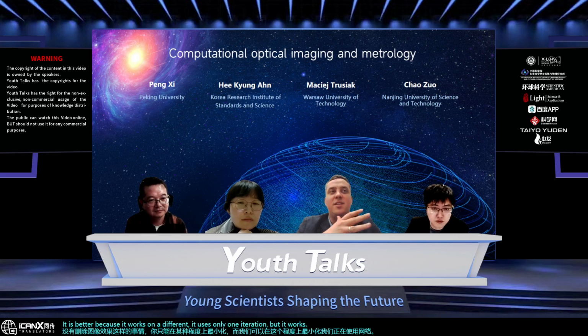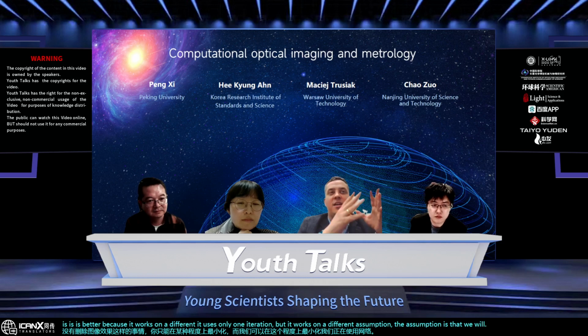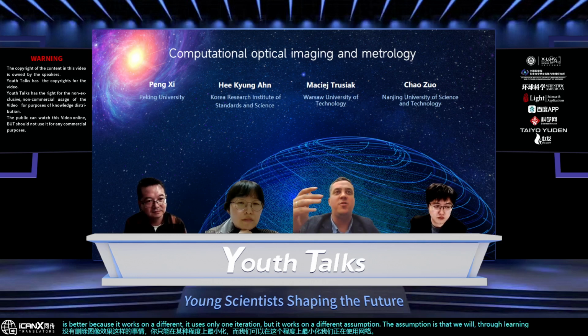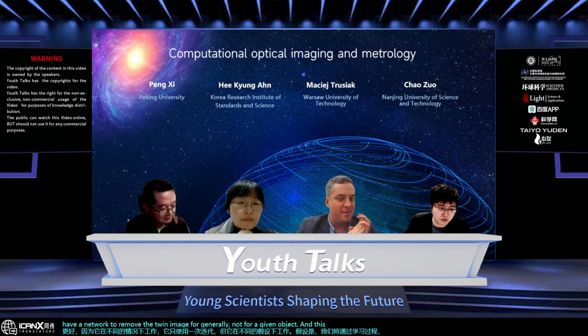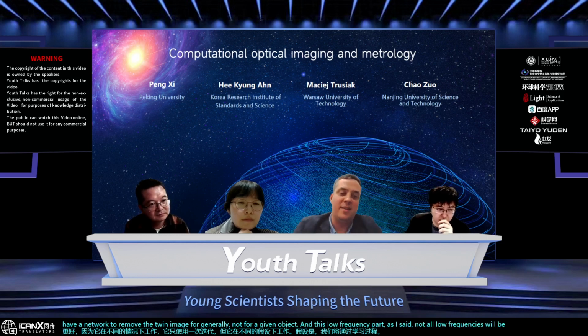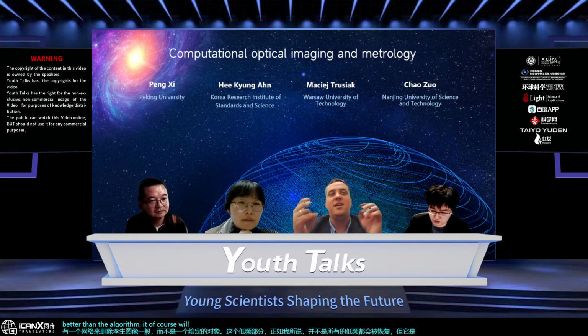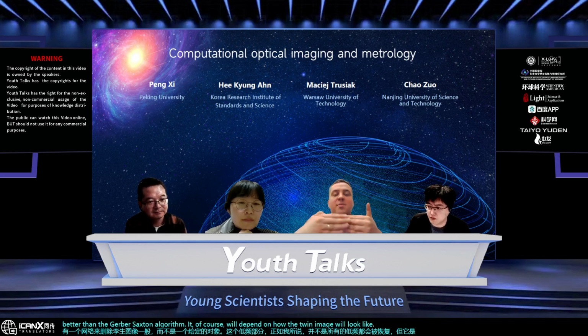The assumption is that through a learning process we have a network that removes the twin image generally, not for a given object. As I said, not all low frequencies will be recovered, but it is better than the Gerchberg-Saxton algorithm. It of course depends on how the twin image looks in the object, so it will depend on the focus distance at which we capture the data.